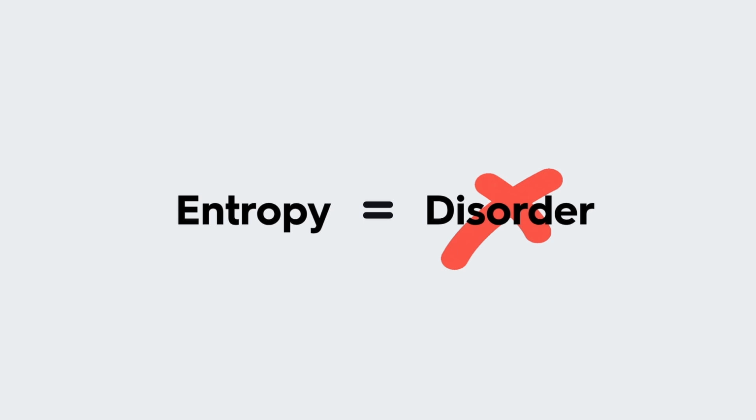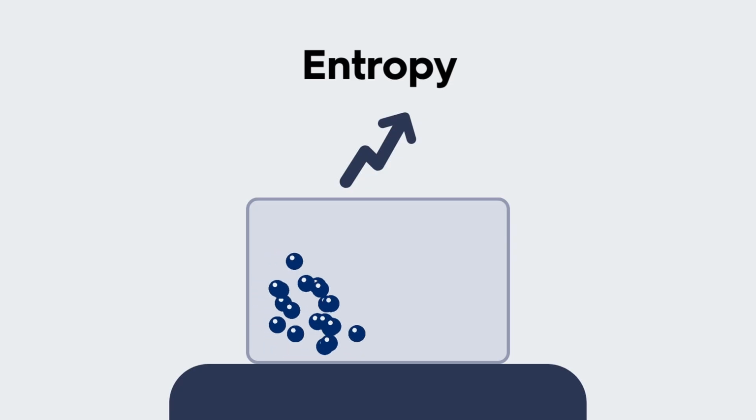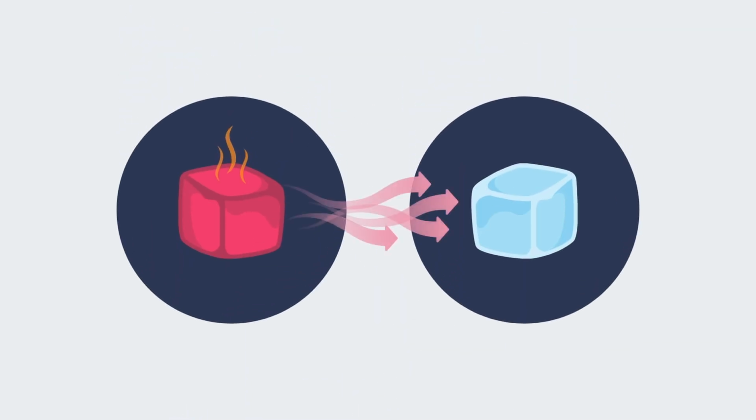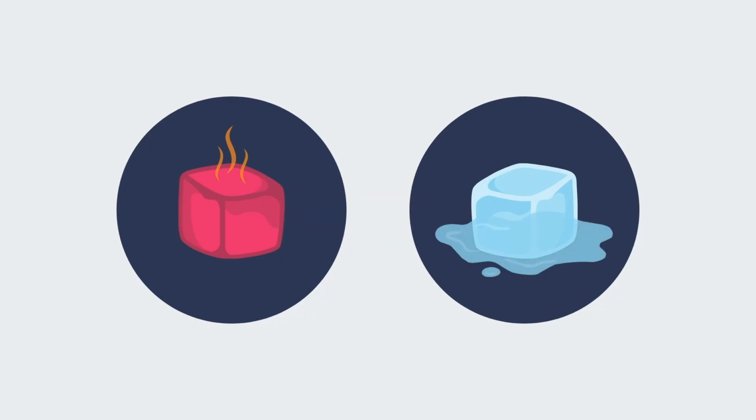You may hear entropy described as disorder, but that shortcut can mislead. A better idea is that entropy increases when energy or particles can be distributed in more ways. That is why heat tends to move from hotter objects to colder ones. For the combined system, the energy has more accessible ways to be shared.